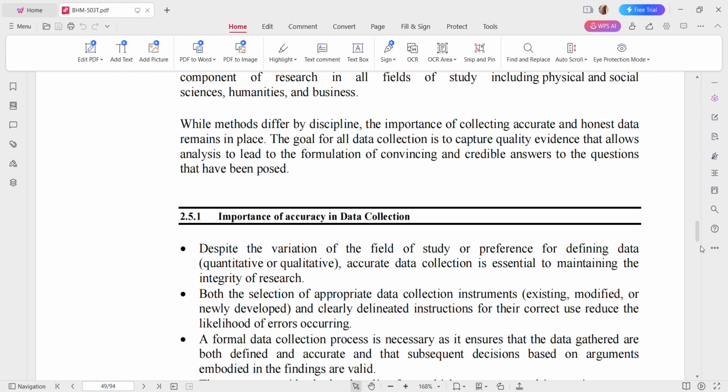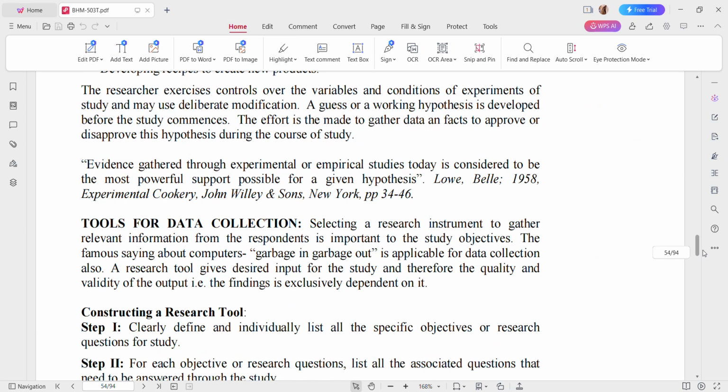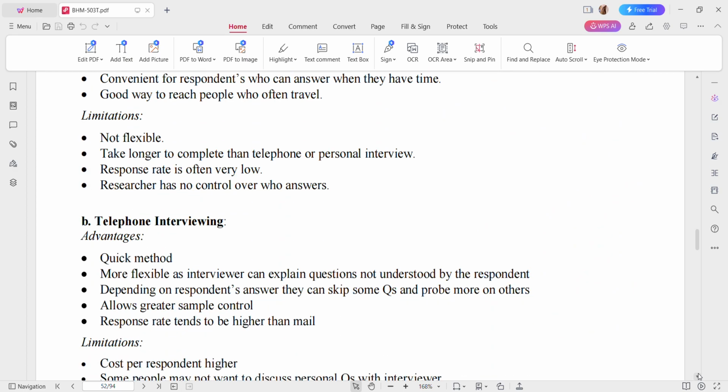Next is the telephone. Now let's see kung mas okay ba ang telephone kaysa sa mail. Okay. The telephone actually is more quick than the mail because ang telephone nakakausap mo, no? So pag may magsagot, meaning to say may nag-participate, that's another participant added to the list. Okay, so more flexible as the interviewer can explain questions not understood by the respondents.